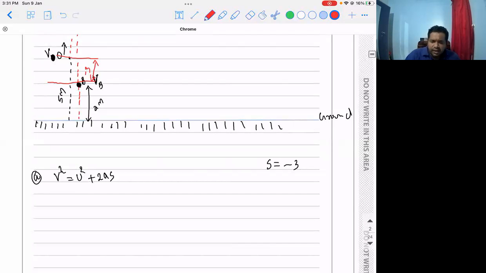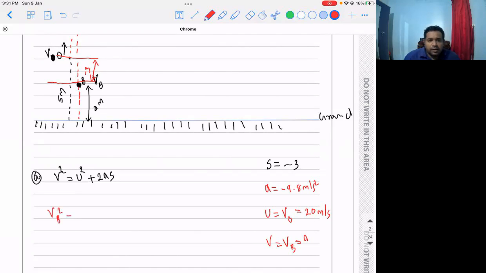S is equal to minus 3, and acceleration due to gravity is minus 9.8 meters per second squared. The initial speed is VO, and it is already given in our question that it is 20 meters per second. Therefore, V, the final speed at the point B, is the big question mark. So VB squared is equal to 20 squared plus 2 times minus 9.8 times minus 3.